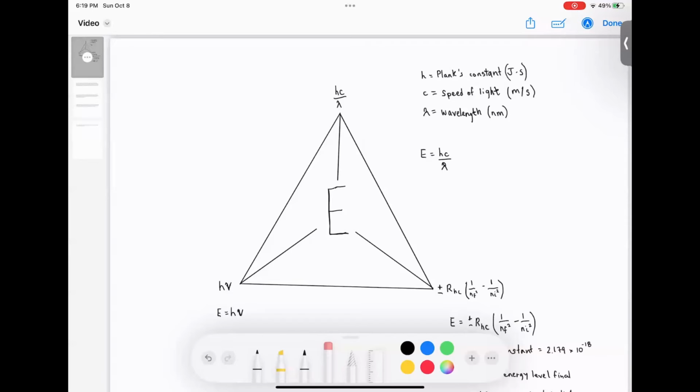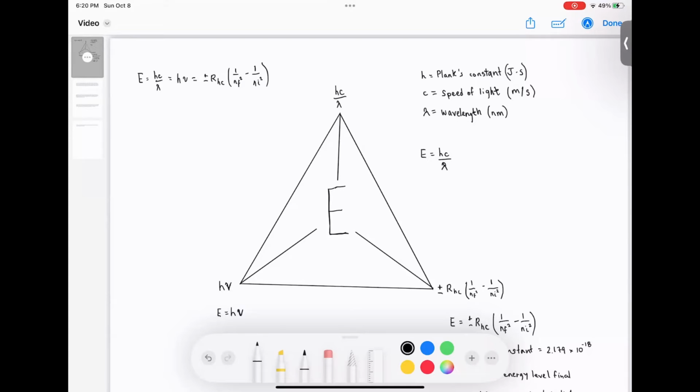Sorry about that. My Wi-Fi just cut, but we'll just continue from where we left off. So I was mentioning this triangle here is the Holy Trinity of Energy. One thing you'll notice is that E is equal to hc over lambda, and we also know that E is equal to H times frequency. So what we can do is set hc over lambda equal to H times frequency. And we also know that is equal to plus or minus RHC times 1 over NF squared minus 1 over NI squared. So as you can see, everything is connected within this Holy Trinity.